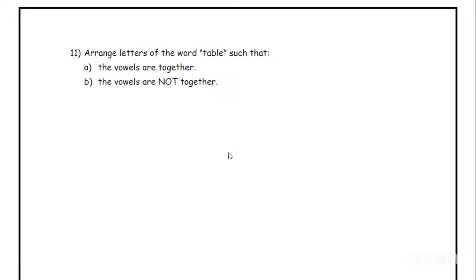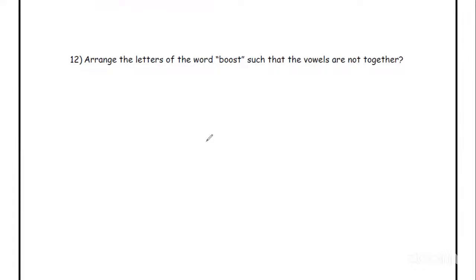20 minutes. We'll move on to question number 12. Arrange the letters of the word boost such that the vowels are not together. So first, we find out the ways to arrange the word boost so that the vowels are together. So in boost, we club the vowels as one dash, and then the S and T. So there are four dashes in together, so 4 factorial.